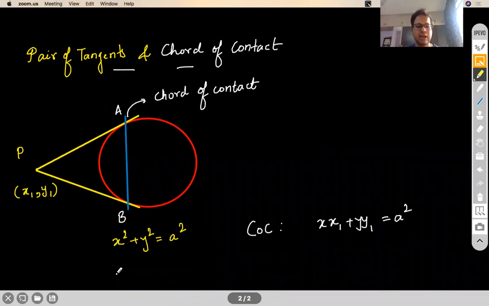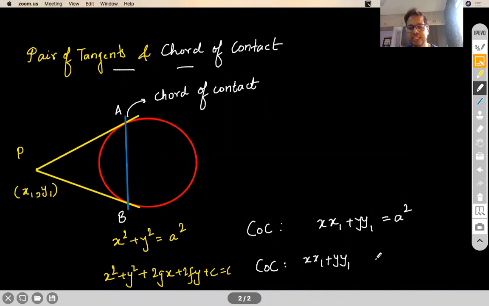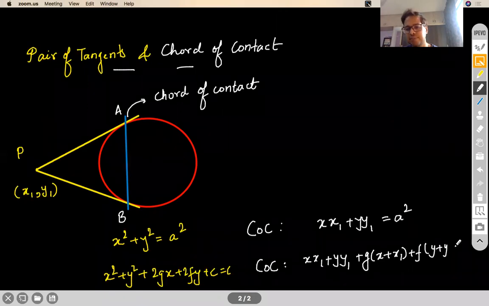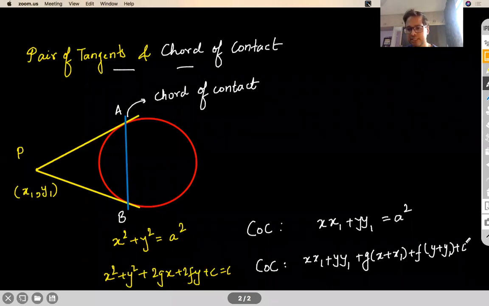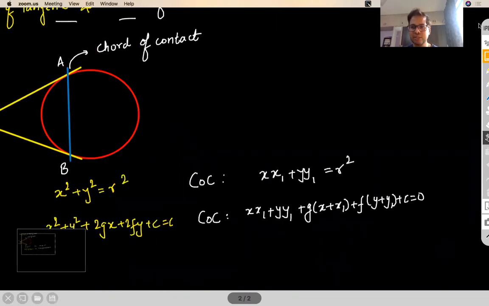Hence, the same equation would now be representative of the chord of contact. And when you had a general form of a circle, let's say x square plus y square plus 2gx plus 2fy plus c equal to 0, then the same chord of contact equation will now be x x1 plus y y1 plus g times (x plus x1) plus f times (y plus y1) plus c equal to 0. By the way, I was using r for the radius, so I'll continue using it so that nobody is confused.